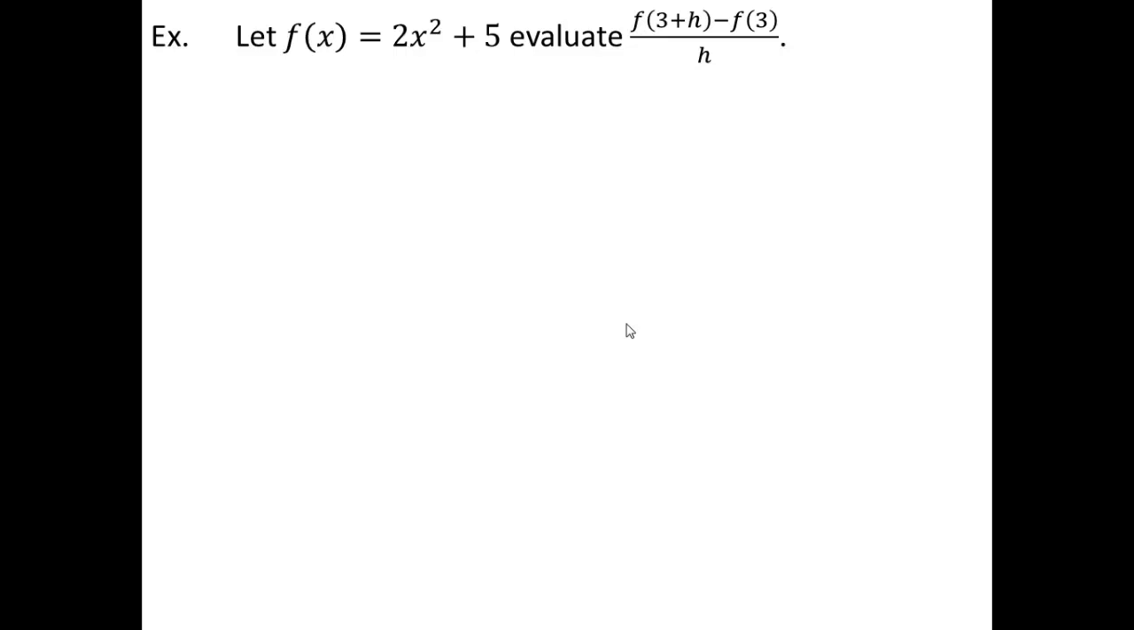So let's see what happens when, instead of using x as a generic x value, we use 3 as our input value. Now the process is going to stay exactly the same, except when we're done, we're not going to have any x values. They're all going to be evaluated at x equals 3. So let's start it off the exact same way we always do. So instead of replacing with x plus h, we're replacing with 3 plus h. So x becomes 3 plus h, so we have 2 times 3 plus h squared plus 5.